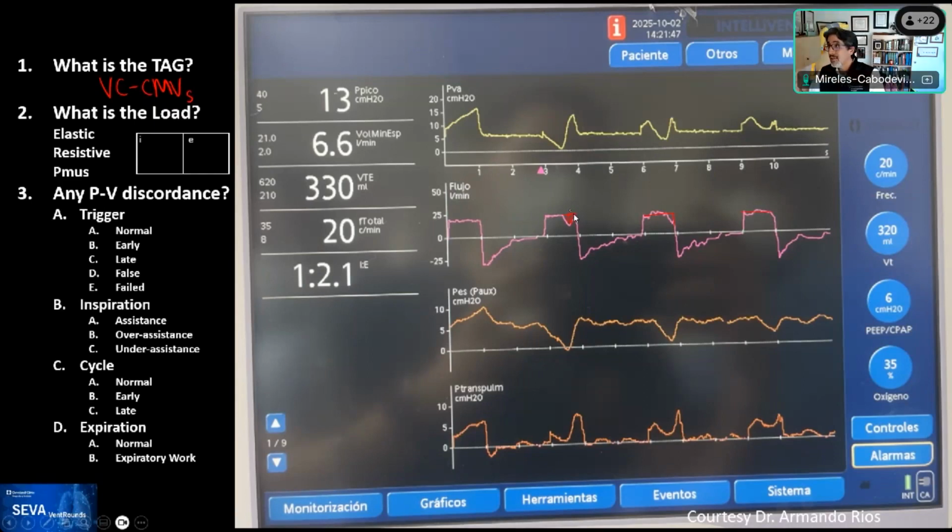But the important thing here is that as you're controlling, remember, you were controlling flow, so your eyes should go and look at the pressure waveform. So just for the sake of that. All right, so what do you think is the load for this patient? And remember, we look at the inspiration and expiration.